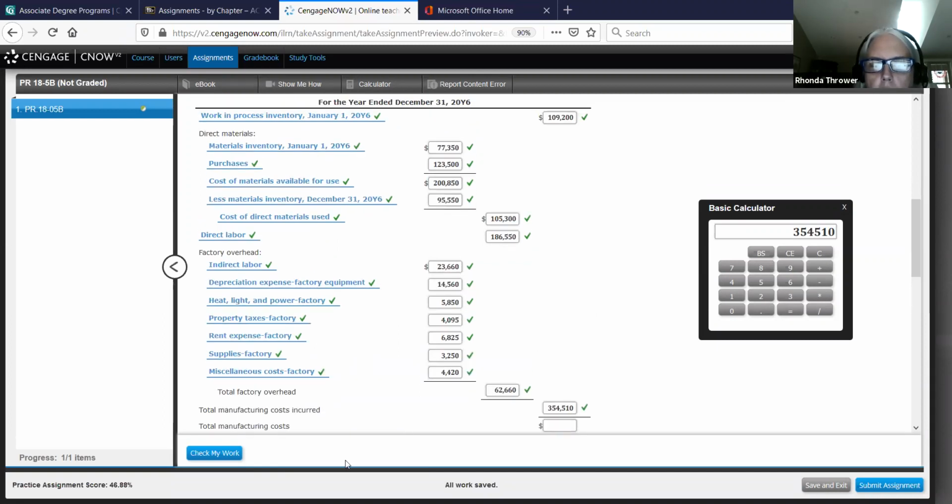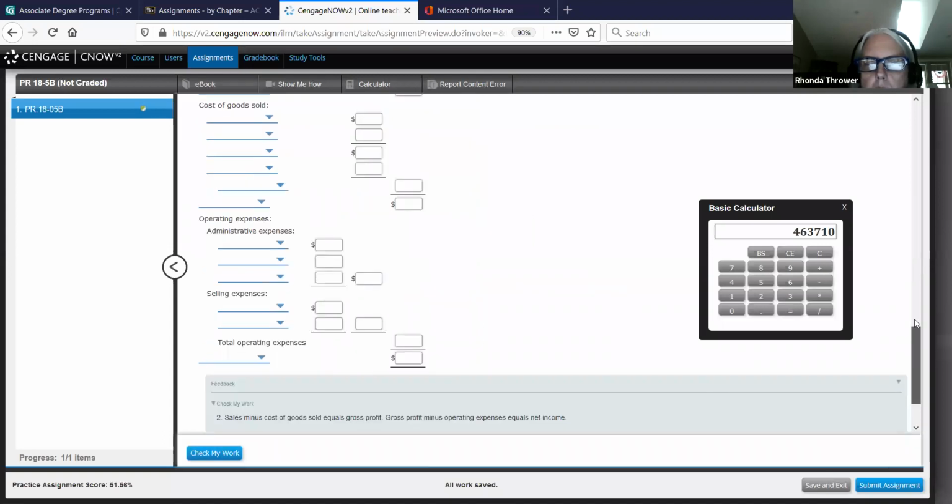Now, to find the total of the manufacturing cost for this period, we're going to combine the beginning work in process inventory plus the total manufacturing cost incurred, and that will give us the total cost of our manufacturing cost. So 463,710 is the total manufacturing cost for this entire period of time.